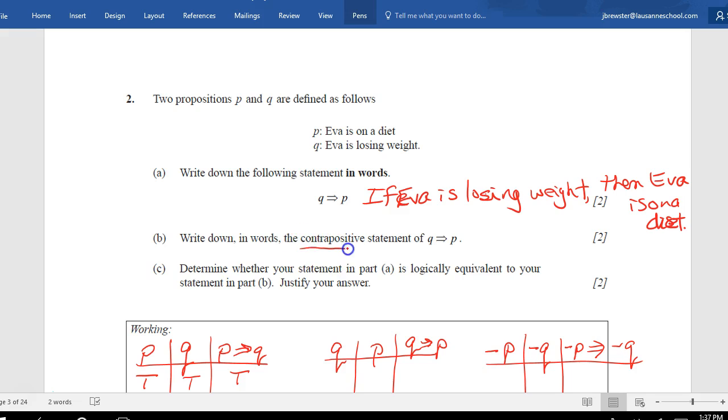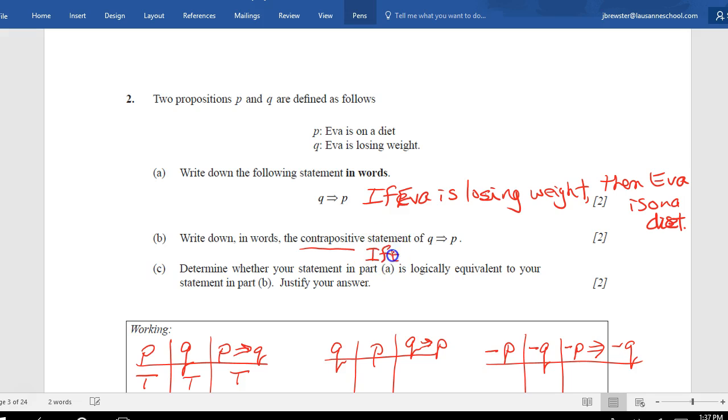Part B, write down in words the contrapositive. Well, you have to know what a contrapositive is. A contrapositive is when you change both Q and P in this situation to the opposite. In other words, you make them contra, which means the word not. And also on a contrapositive, you switch the two statements. You switch it around. So instead of starting with if Eva is losing weight, we're going to start with the other one. But we're going to make it opposite. In other words, not.